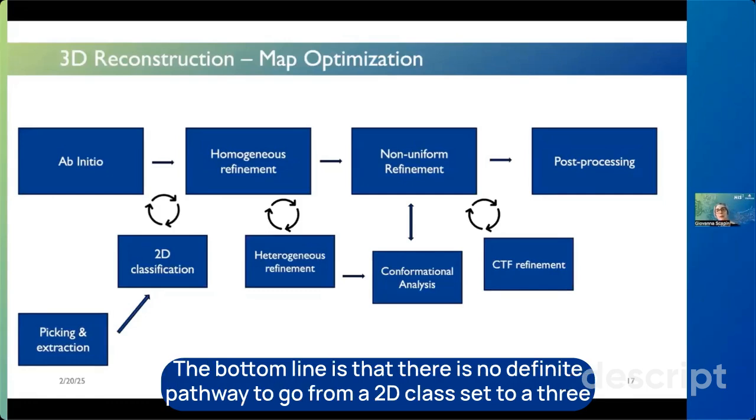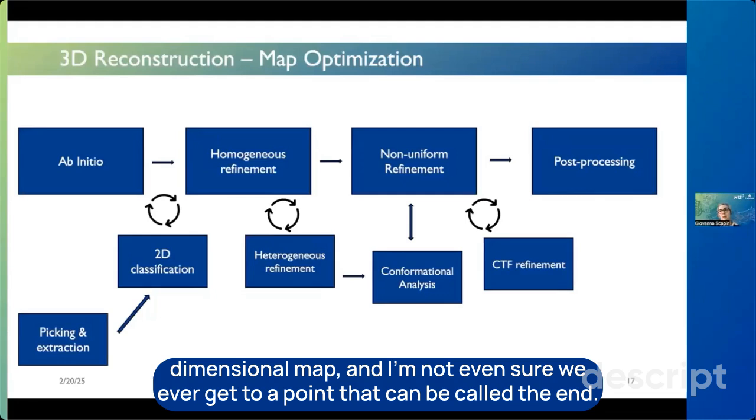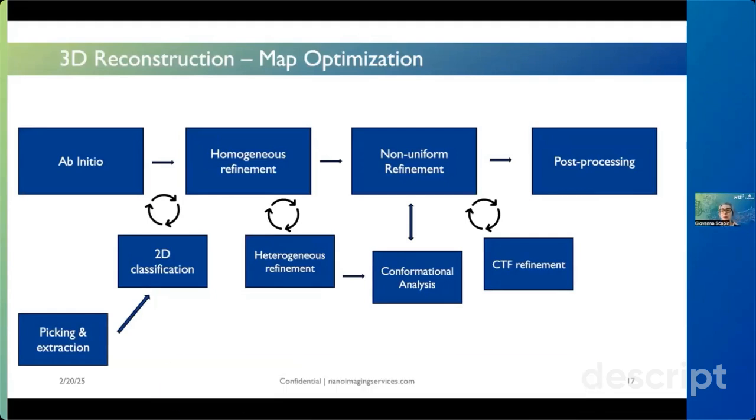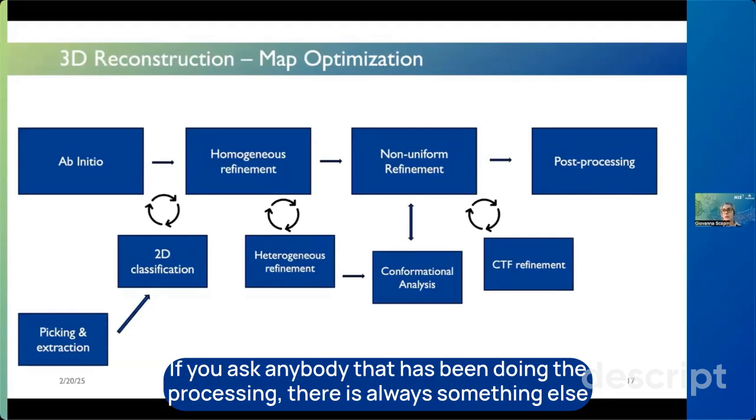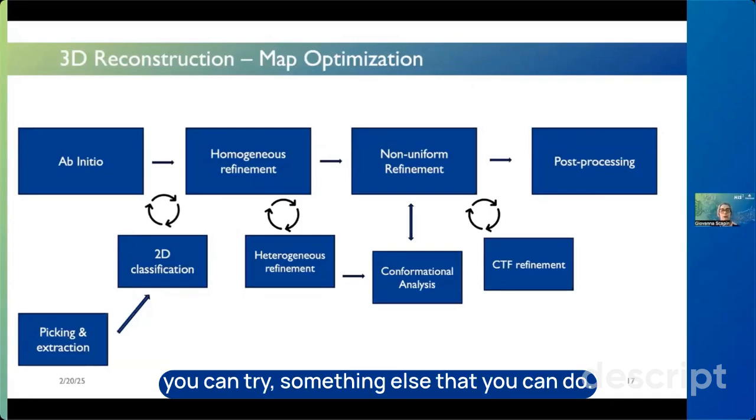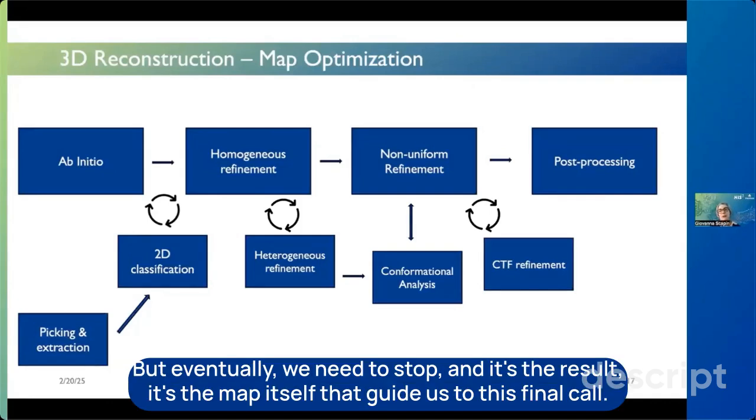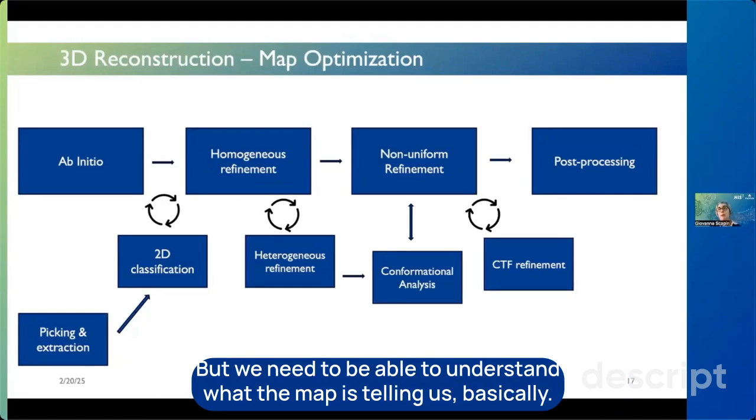The bottom line is that there is no definite pathway to go from a 2D class set to a three-dimensional map. And I'm not even sure we ever get to a point that can be called the end. If you ask anybody that has been doing the processing, there is always something else you can try, something else that you can do. But eventually we need to stop. And it's the result, it's the map itself that guides us to this final call. But we need to be able to understand what the map is telling us, basically.